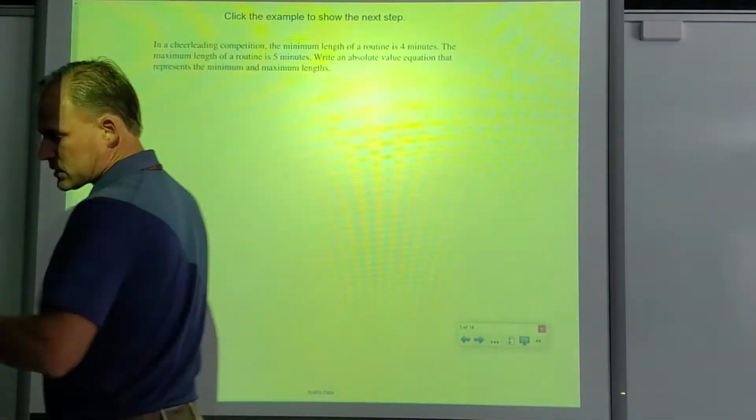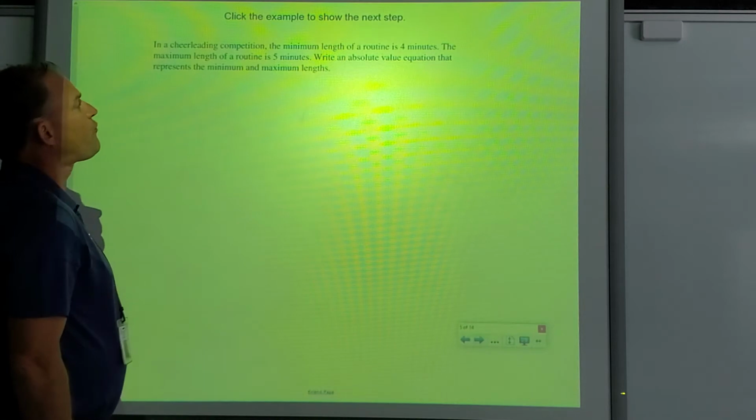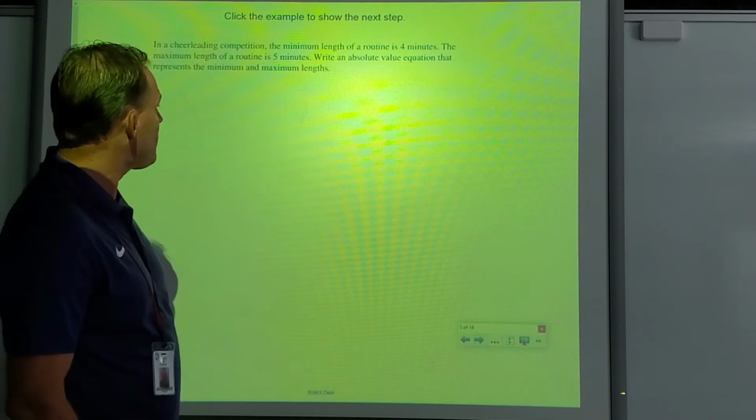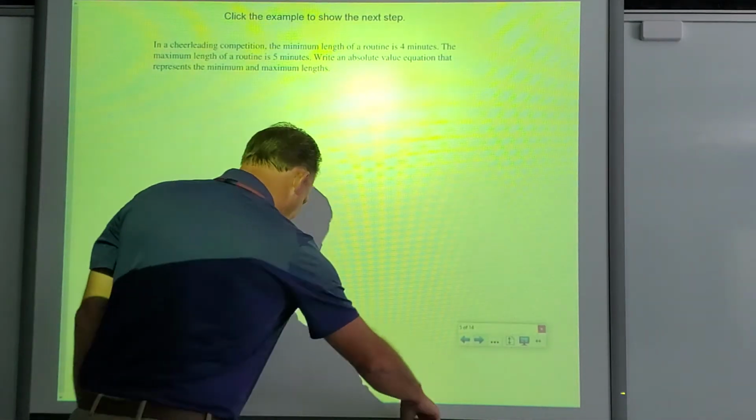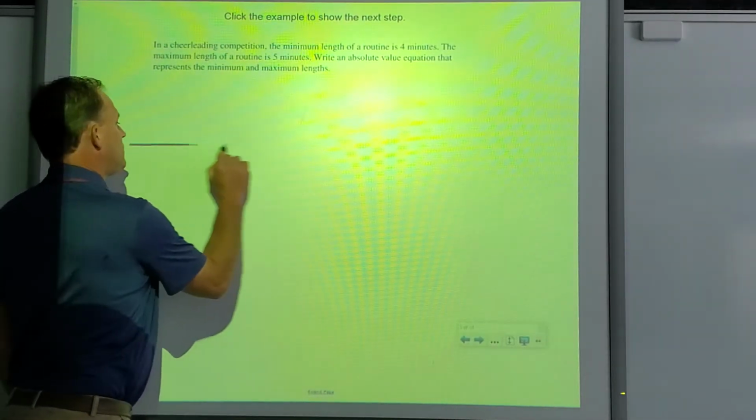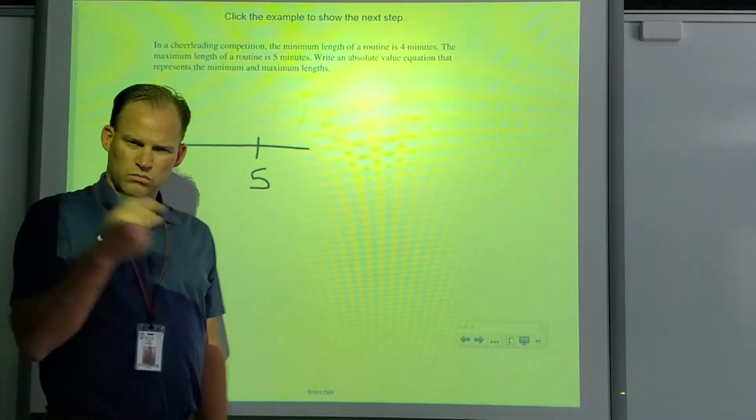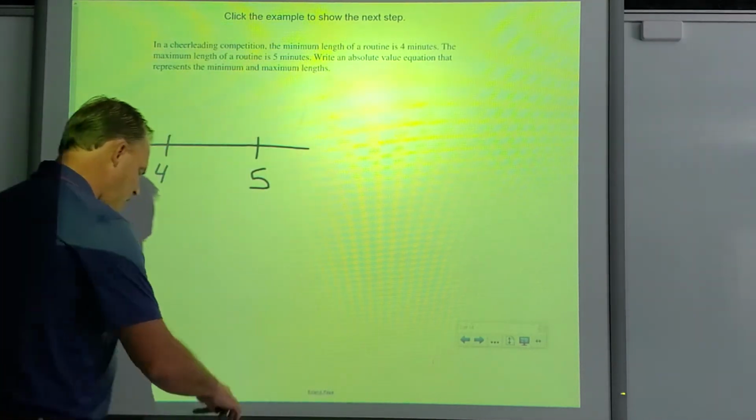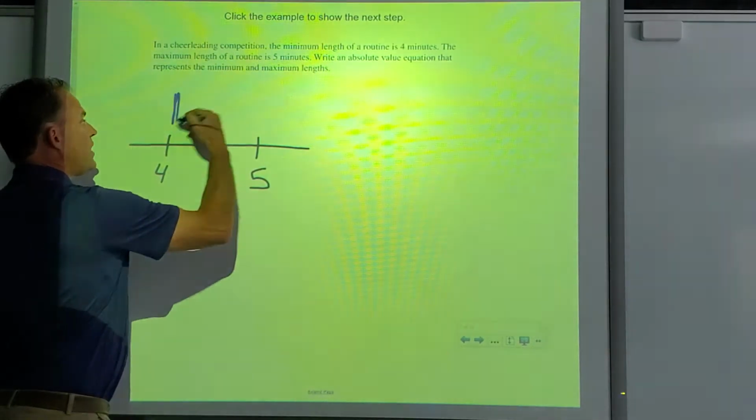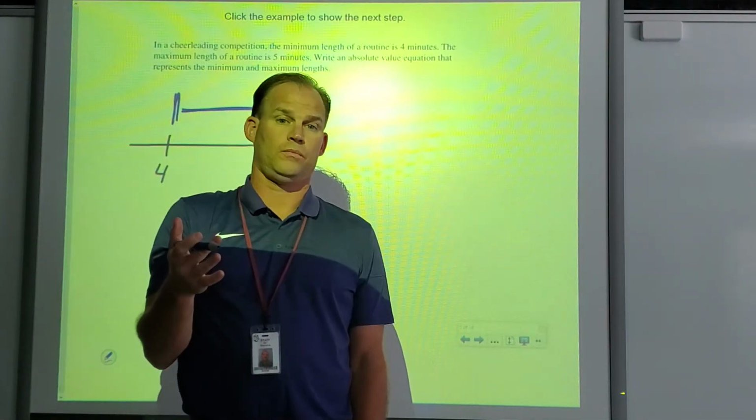Next, I believe we've got, yes, a word problem. So zoom in if you need to, but this says, in a cheerleading competition, the minimum length of the routine is 4 minutes, the maximum length of the routine is 5 minutes. Write an absolute value equation that represents the minimum and maximum lengths. So, initially, I want you to think about this on a timeline, right? So if we think about this, the minimum is 4 minutes, the maximum is 5 minutes. So if I'm doing a cheer routine, I've got to be somewhere in between that interval.